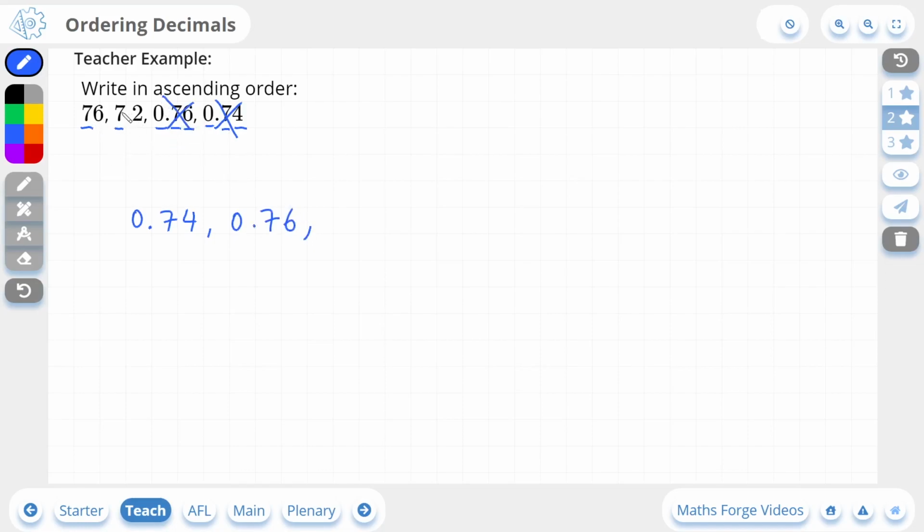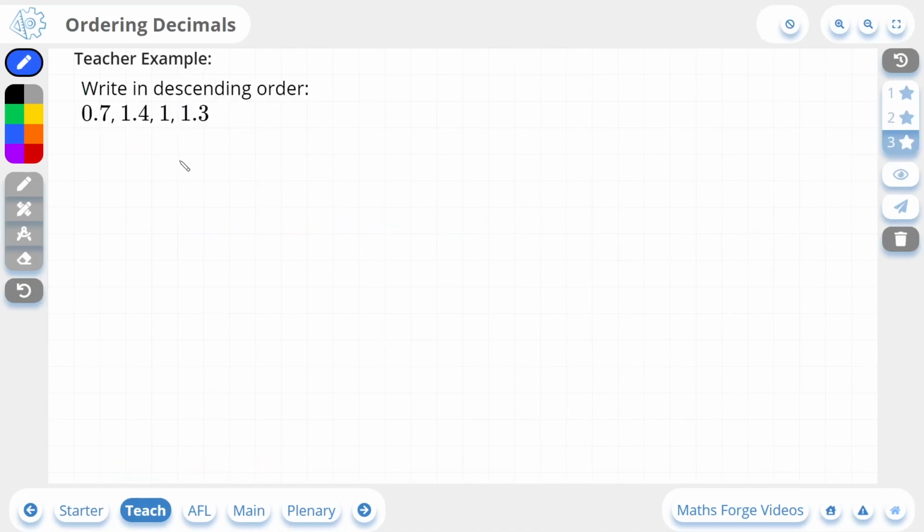Out of these two numbers, this number here has a number in the tens column. So the largest column here is the tens column, and this 7.2 only goes up to the units column. So the next smallest number must be 7.2. And finally, the largest number must be 76. And if we just check our answers, here they are.